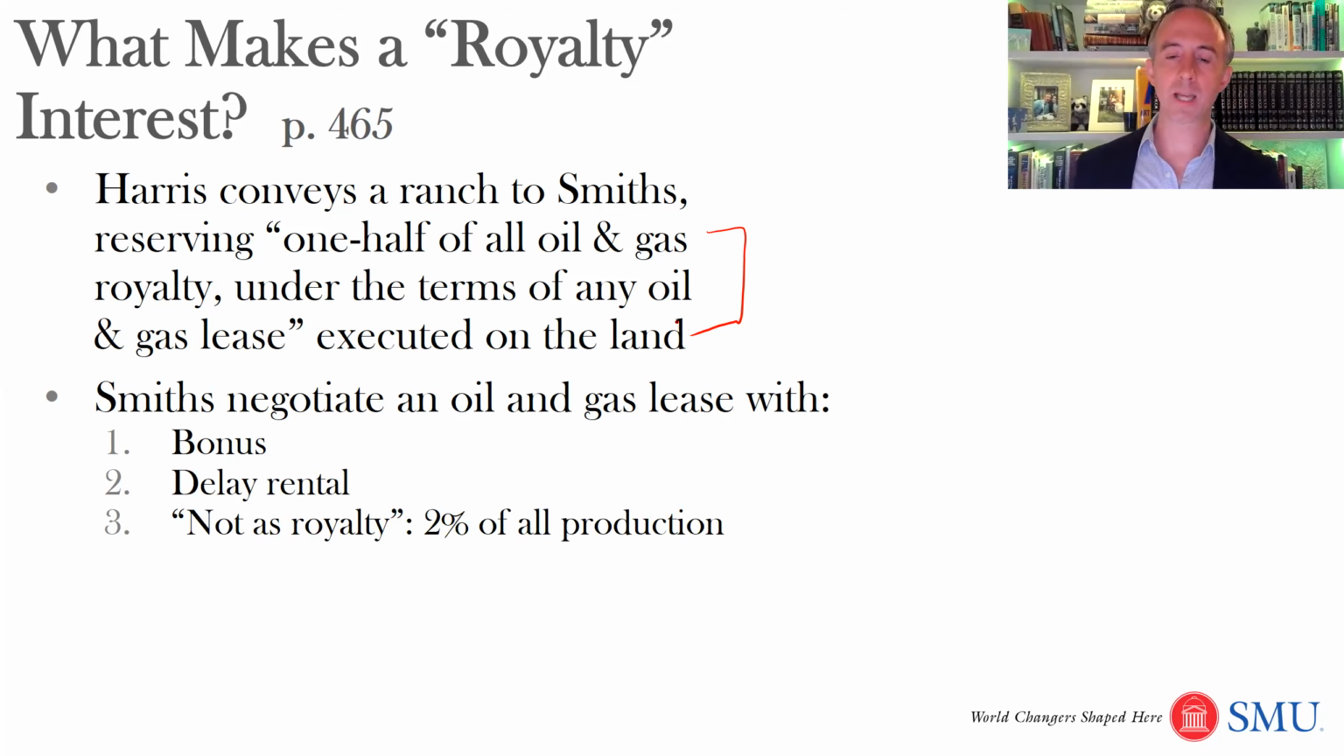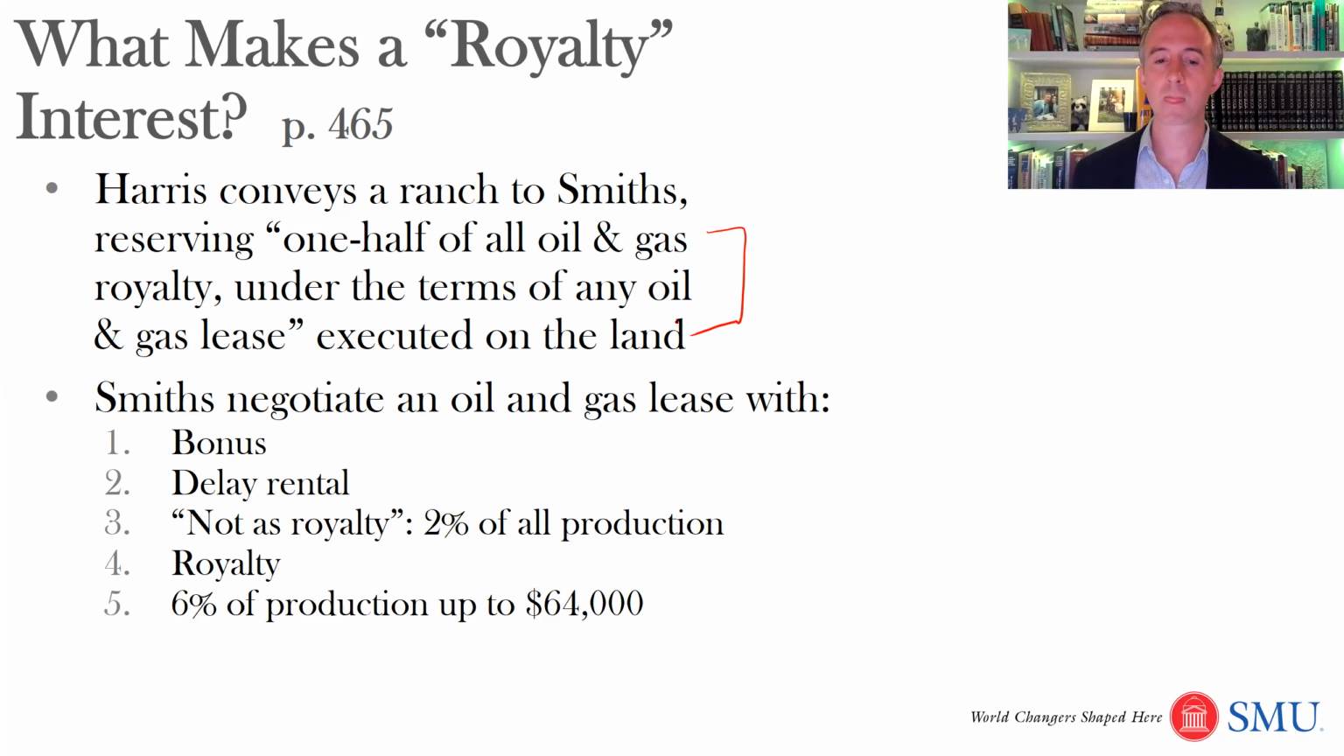The lease also says that, not as royalty, the Smiths get 2% of all production. Does Harris get that? It also includes a royalty. Okay, we know Harris will get part of that. Then the lease also says, additionally, the Smiths are going to get 6% of all production up to $64,000. So they're going to get an extra 6% of production until they get $64,000.